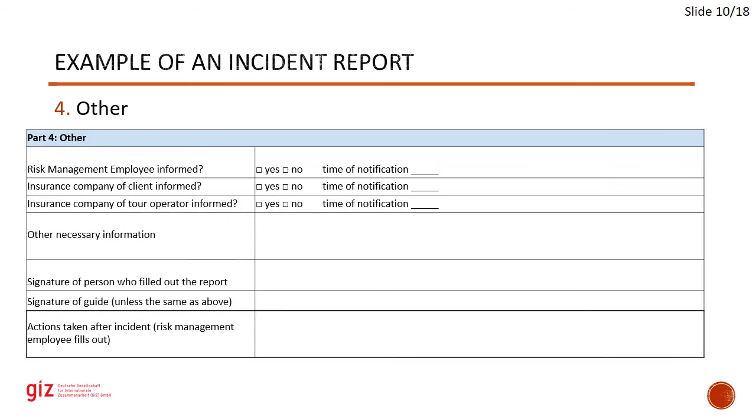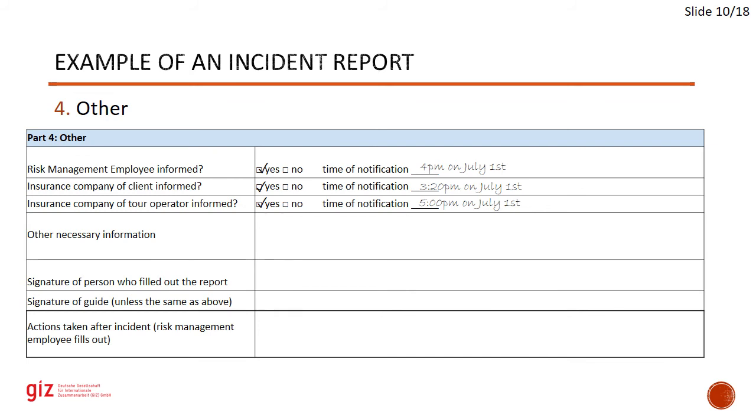So for example, was the tour operator's risk management employee informed of the incident? Yes, at around 4 p.m. on the day of the incident. Was the insurance company of the client informed? Yes, at 3:20 p.m. Was the insurance company of the tour operator informed? Yes, at 5 p.m. on the day of the incident. Other necessary information? Here, any other useful information regarding the accident should be recorded.